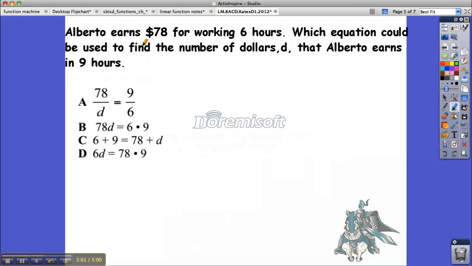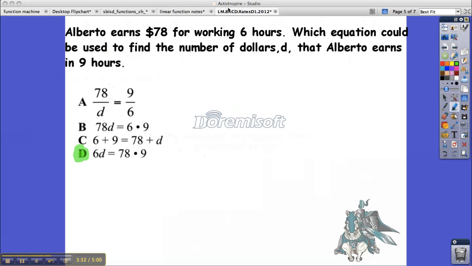Here we go. Alberto earns $78 for working 6 hours. Which equation can be used to find the number of dollars, D, that Alberto earns in 9 hours? We have 4 choices here. Go ahead and pause the video now, work this one, and then unpause it to see what the answer is. The correct answer for this one is D. If you didn't get that right, you can listen to the explanation now. We're going to start the explanations right now.